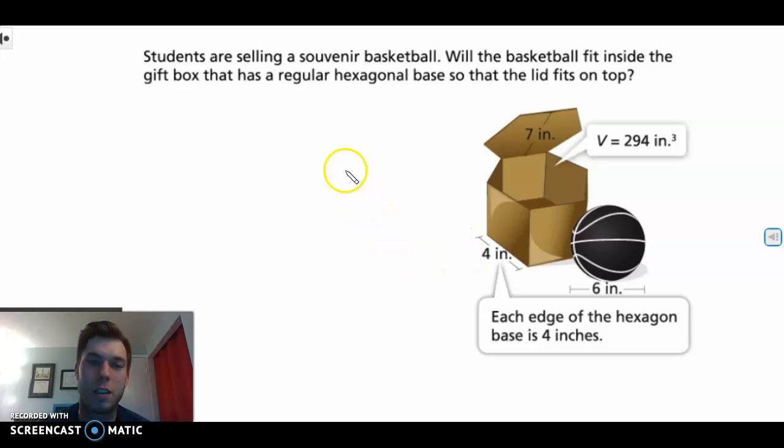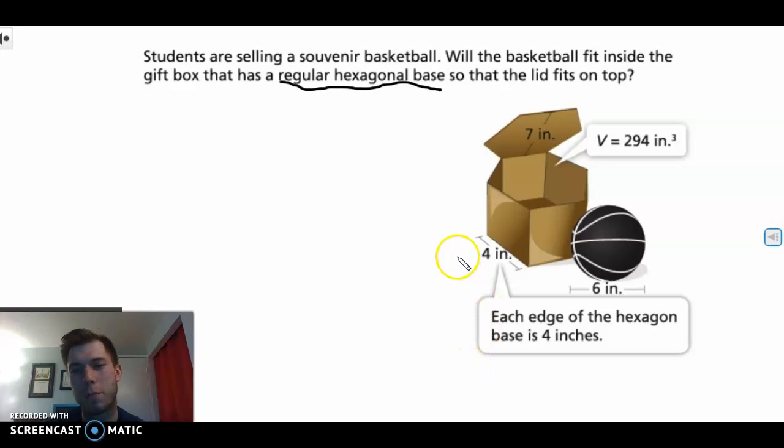Now students are selling a souvenir basketball. Will the basketball fit inside the gift box that has a regular hexagonal base? Now remember, regular hexagon means that all sides and angles are going to be congruent to each other, so that the lid fits on top. I want you guys to take a moment, read into this question, look at the model. What do you need in order to figure this out? Because now you're given the volume, but what are you going to need to figure out so the basketball will fit in so that the lid will completely close? Take a moment and think about that.